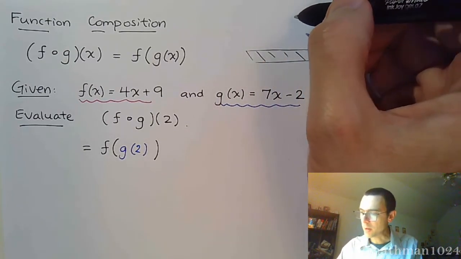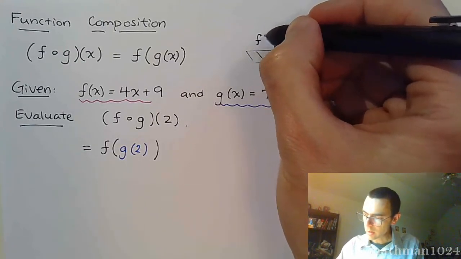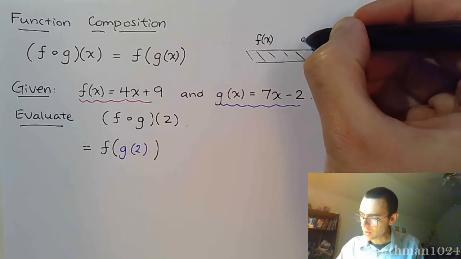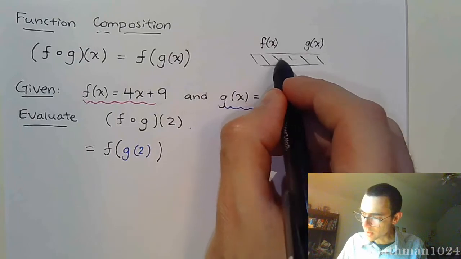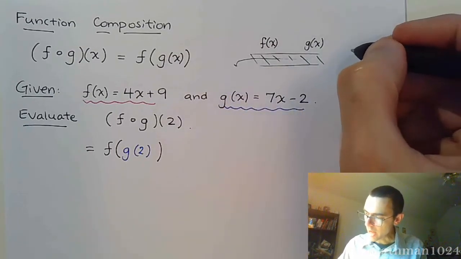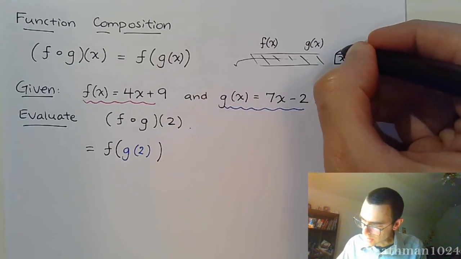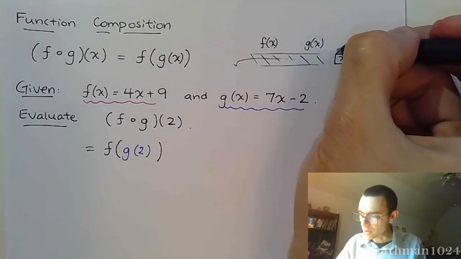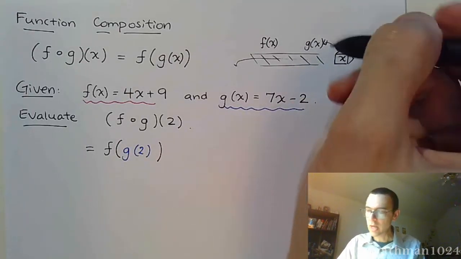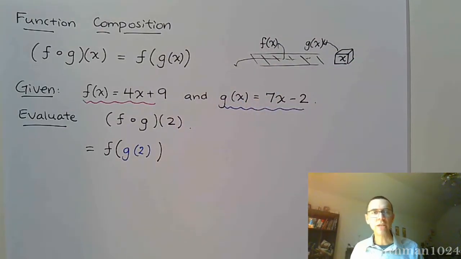And you've got 2 workers, right? You have f of x right here, and you have g of x right here. And so this assembly line is going in this direction. Well, what happens? Here is x. X is coming along this assembly line, and he's going to go into g first, and he's going to get passed along here, and then that result's going to go into f. That's function composition. In this case, we're plugging in 2.